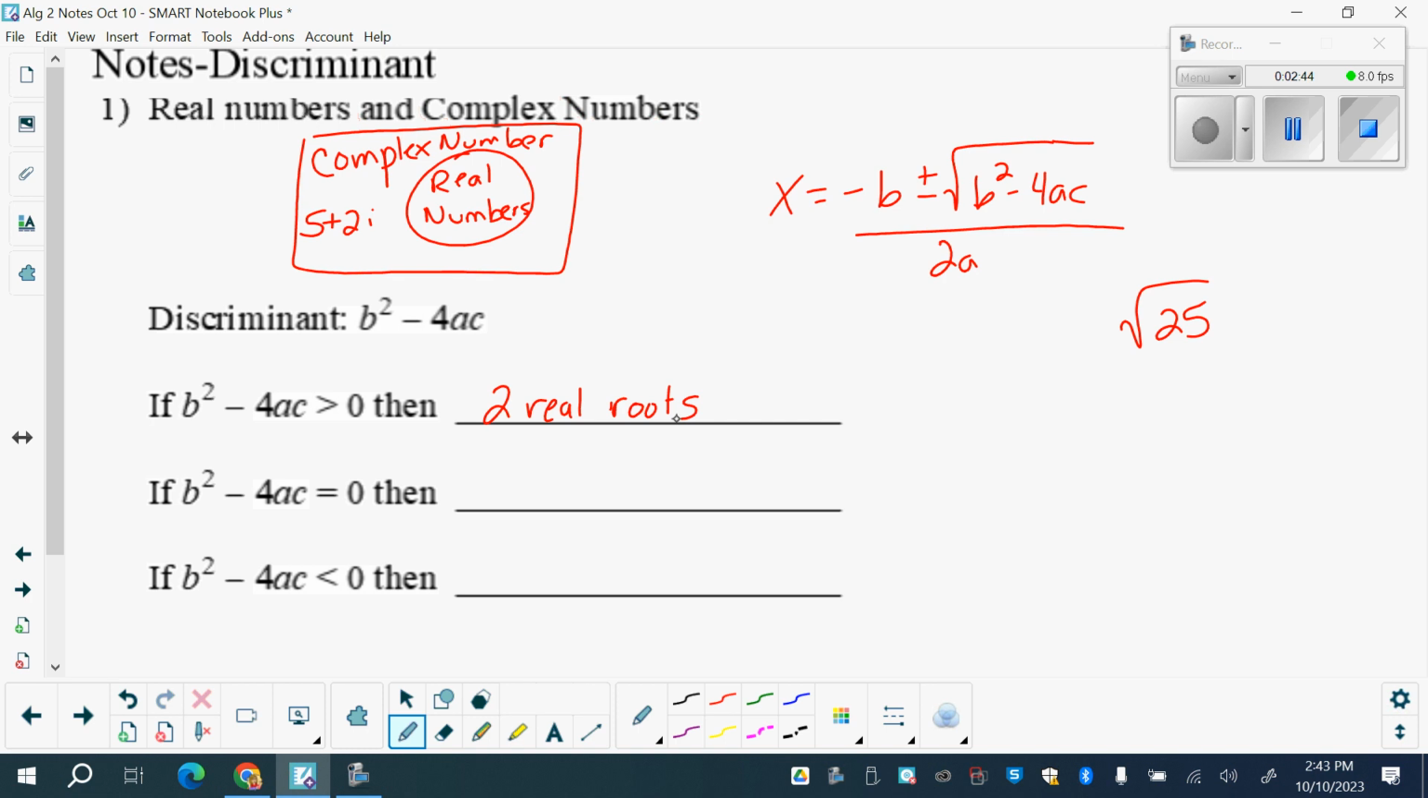So what if the b squared minus 4ac, what's inside that square root, is 0? What's the square root of 0? 0. Can it be positive or negative? It can't. So when we have that, it's going to be 1 real root or solution. You can use the word root or solution there.